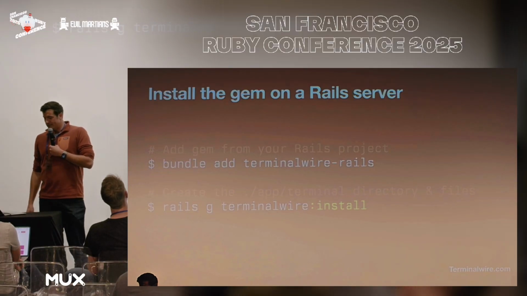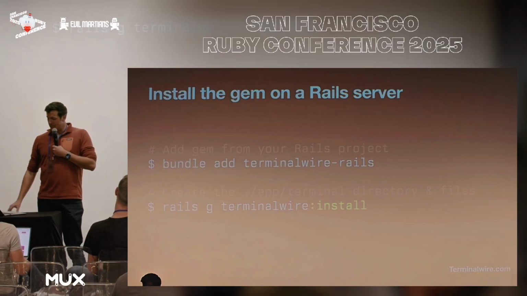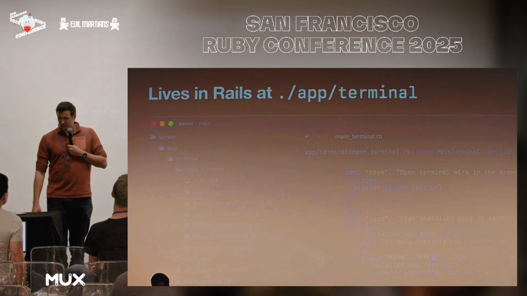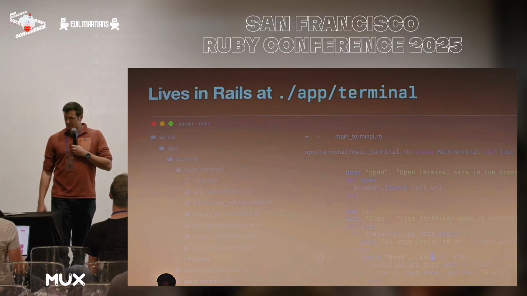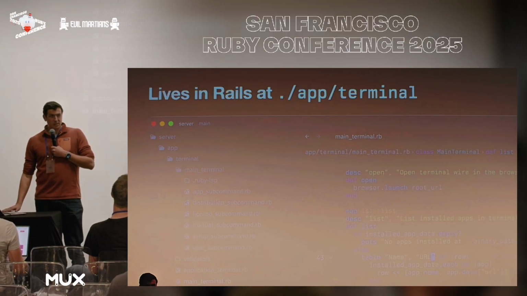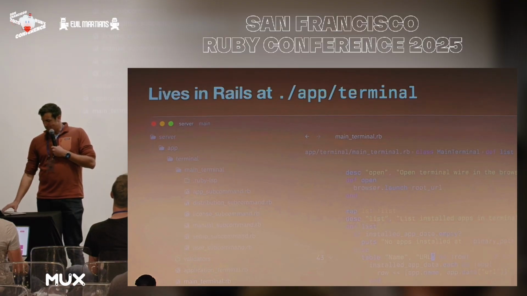All right, so to get started with Terminalwire, you actually install it in Rails. So you could do this now in your Rails application. And what it does is it creates a folder in your Rails application called app/terminal. These are where all of your terminal files live. And this is actually where you deploy your terminal, which is why you can deploy to the server, and the client doesn't have to update anything.